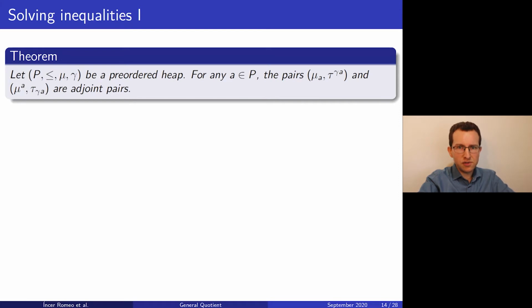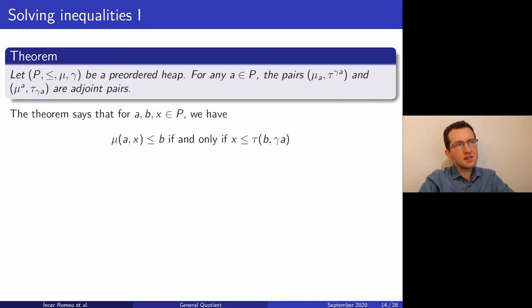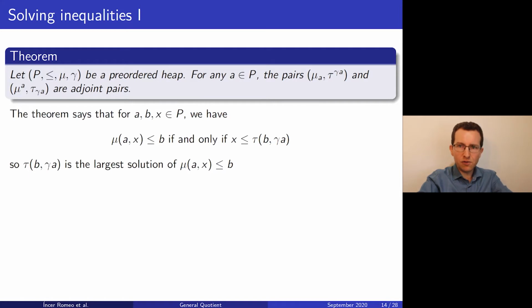Let's focus on the first pair that we claim is a Galois connection. What does that mean? The fact that this is a Galois connection means that if you give me A, B, and X in the preorder heap, we have A times X is less than or equal to B if and only if X is less than or equal to tau of B, comma, gamma A. In other words, this means that tau of B, comma, gamma A is the largest solution to the inequality, which is the problem we wanted to solve from the beginning.